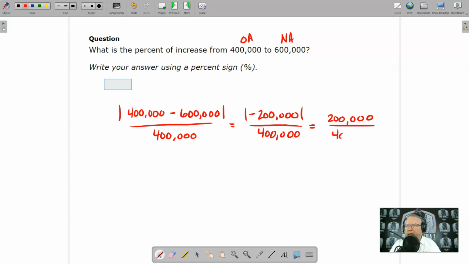Divide that by 400,000. We can tell this is 1/2, right? So we know that would be 0.5. Move the decimal over 2 places, and we would get 50%.